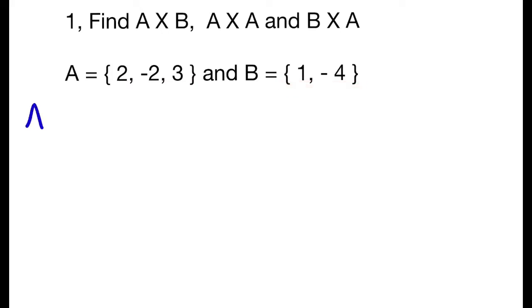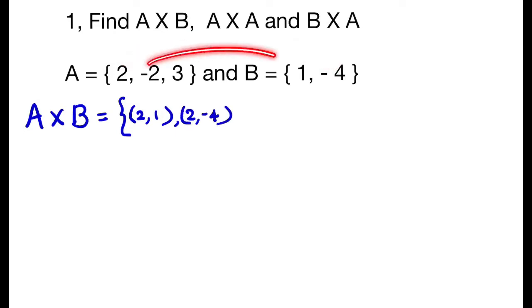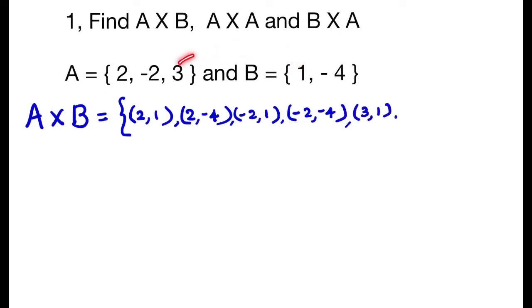Cartesian product of A and B, or A cross B, is the set of all ordered pairs formed by taking the first element from set A and the second element from set B. (2, 1), (2, minus 4), (minus 2, 1), (minus 2, minus 4), (3, 1), (3, minus 4).